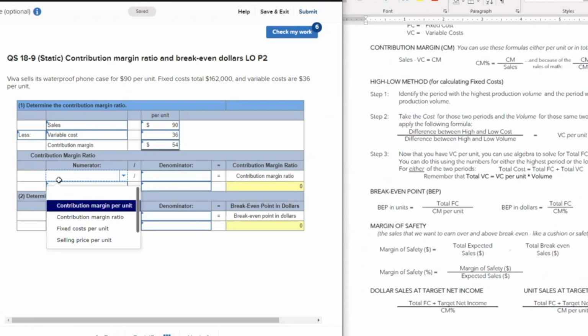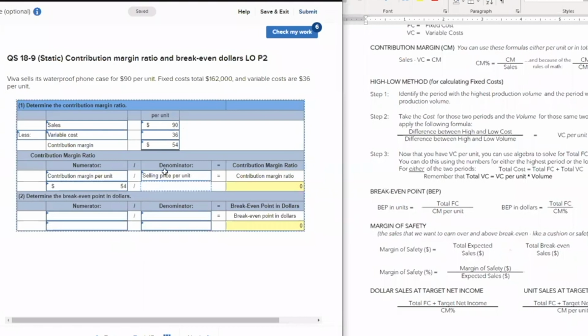So 54 is our contribution margin per unit. And we're selling these suckers for $90 each. That's 60%. This contribution margin is 60% of our selling price. And to get the break-even point in dollars, you use this one.